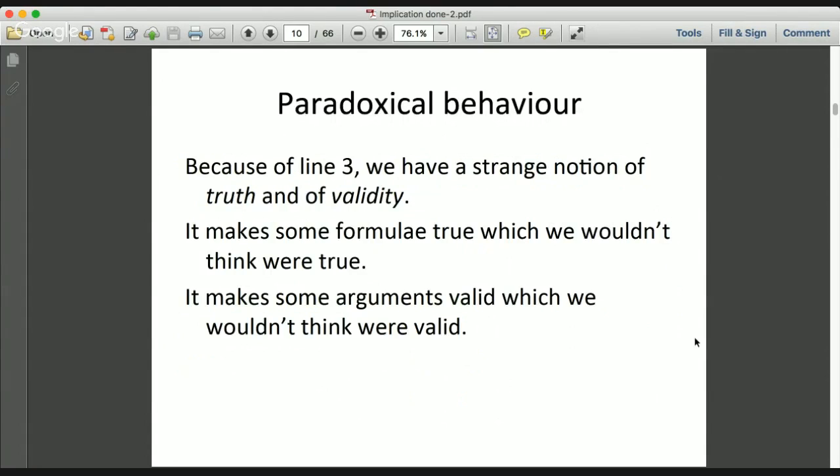Anyway, let's look in more detail at exactly how weird this gets. It's mainly because of the third line that people talk about the paradoxes of the material conditional. They give you both weird results in terms of truth and weird results in terms of validity. Some things which we don't think should be true, it says are true, and some arguments which we don't think are valid, it says are valid. By don't think are true or valid, I mean in everyday speech. These are the sorts of things that maybe Rumpus was getting at: that it's the third row really that makes it go wrong, I think.